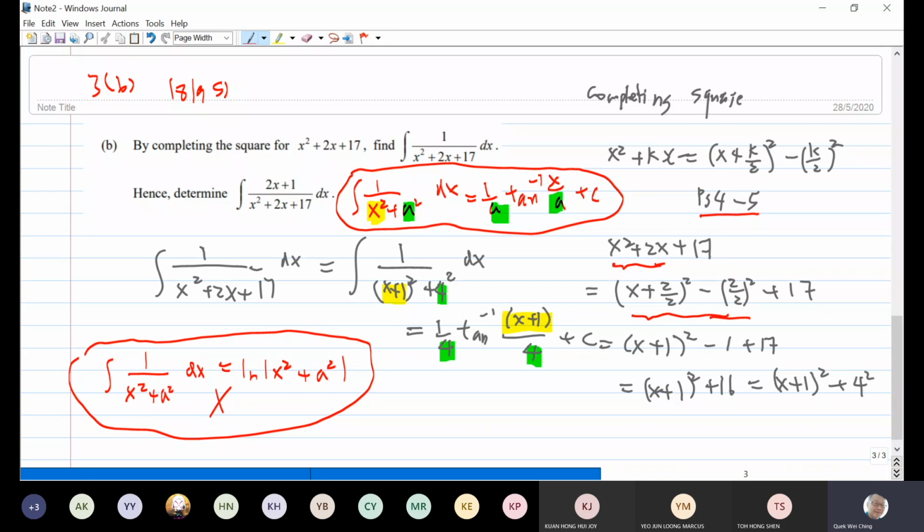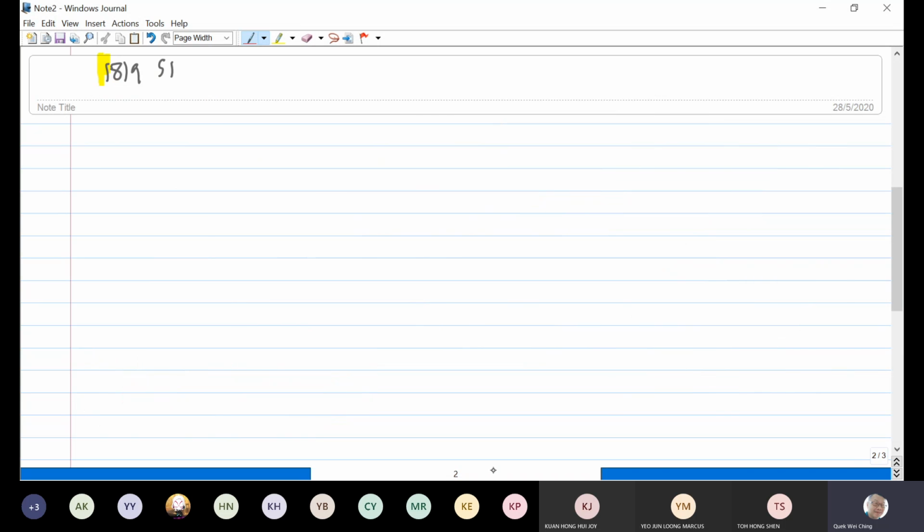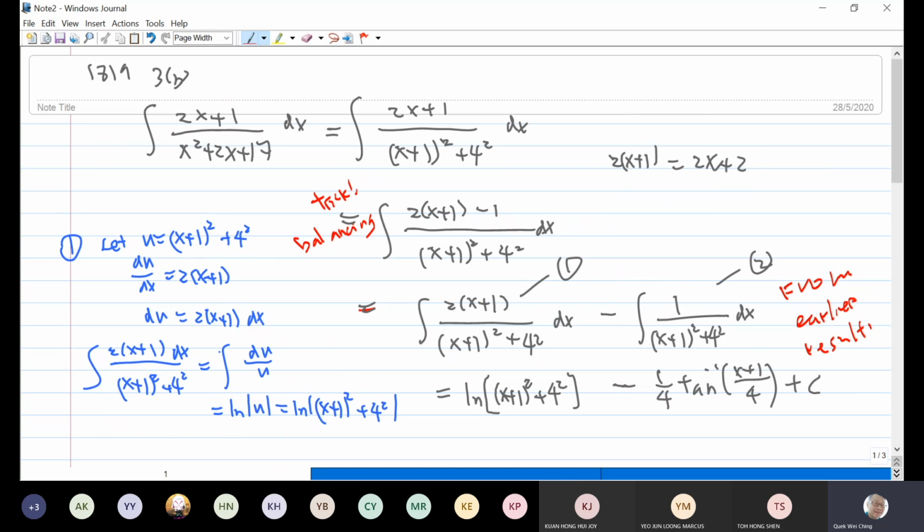Okay, so after you finish this already, then you have (2x plus 1) over (x squared plus 2x plus 17). So this is the hard part now because you do two things. One of them is substitution. First complete the square, then you do a trick. This trick is very special. You change the x to x plus 1. Then you must balance it. 2 times (x plus 1) is 2x plus 2, but you don't want to get 2x plus 2, right? You want 2x plus 1. So you must think how to arrange them.